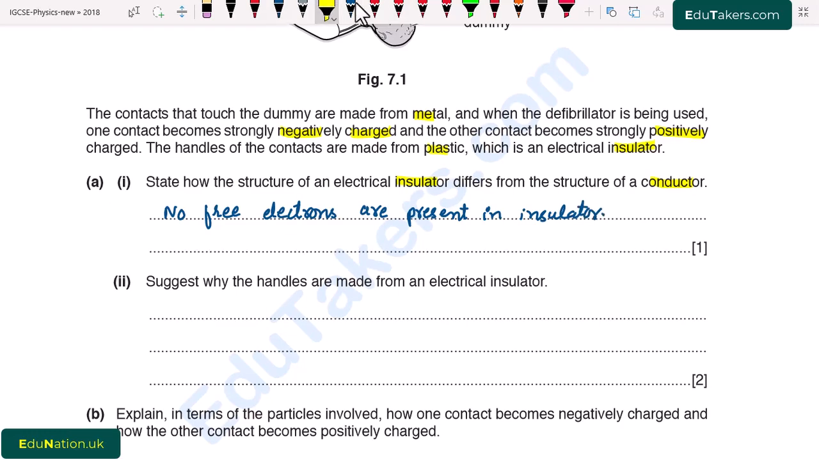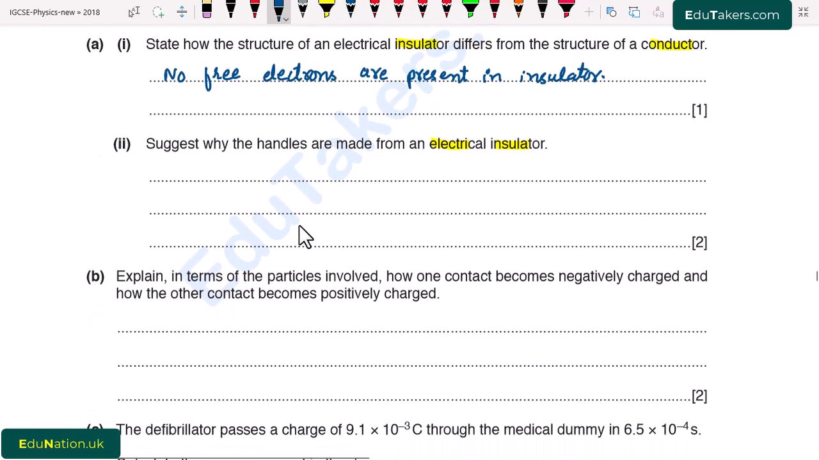Part 2. Suggest why the handles are made from an electrical insulator. An electrical insulator does not allow the flow of free electrons because it does not have free electrons. So there will be no current in the insulator, and the handles are made from the electrical insulator to stop the flow of charges so that the doctor does not receive an electric shock which might injure him.